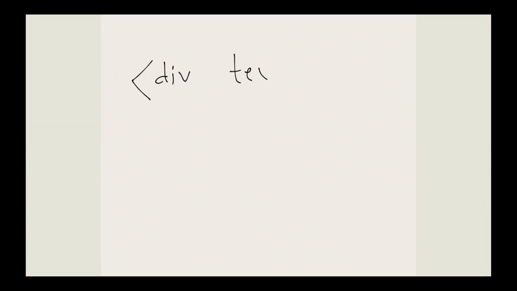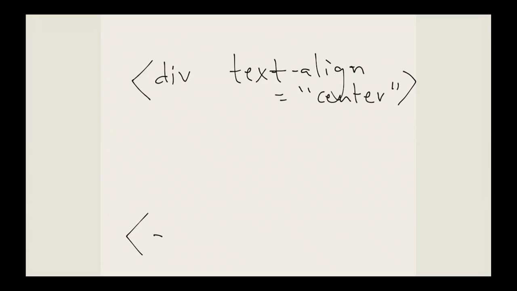in the old days of HTML, before there were style sheets, before there was CSS, cascading style sheets, if you wanted to center a paragraph or center the text in a div, you'd have a div, and then you'd have something like text-align equal to center as an attribute within your div. And this is no good.